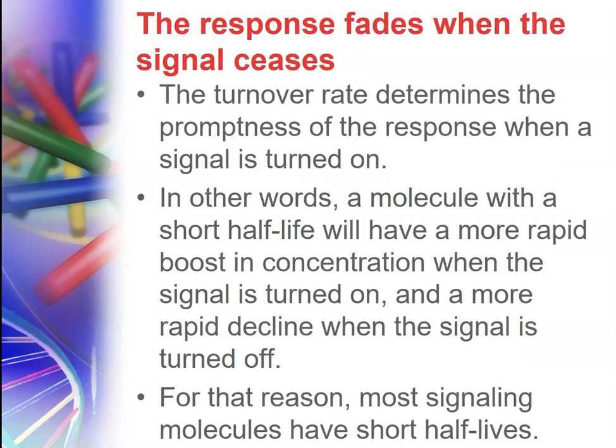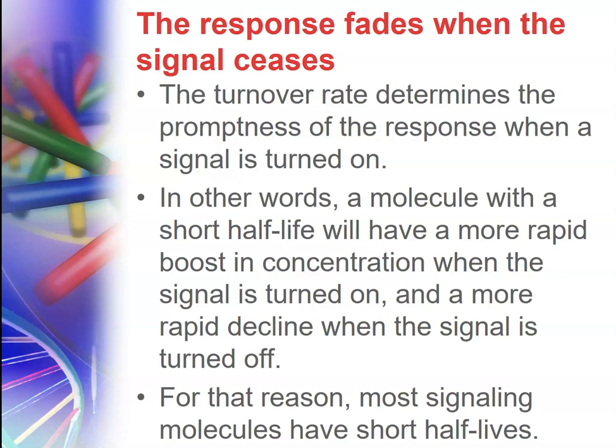So the response will fade when the signal ceases. We don't want these signals to be on all the time. The turnover rate determines the promptness of the response when the signal is turned on. So what we want is for these molecules to have really short half-lives. A molecule with a short half-life is going to have not just a more rapid boost in concentration when the signal is turned on, but a more rapid decline when the signal is turned off. So it's going to be a very, very sharp on-off switch.